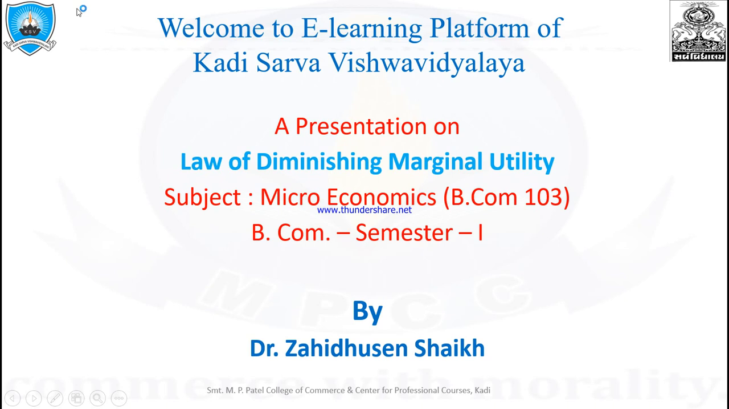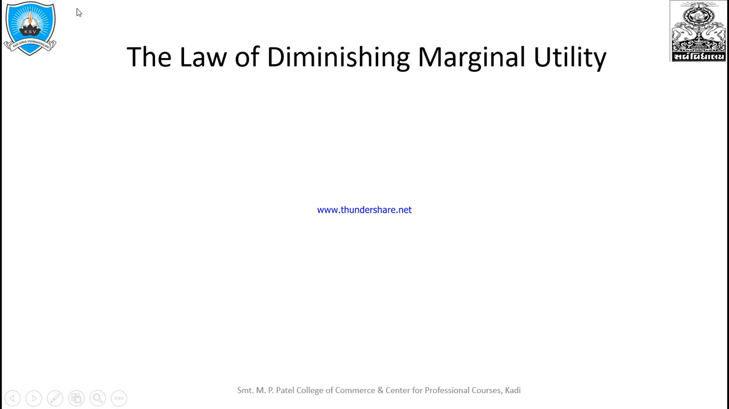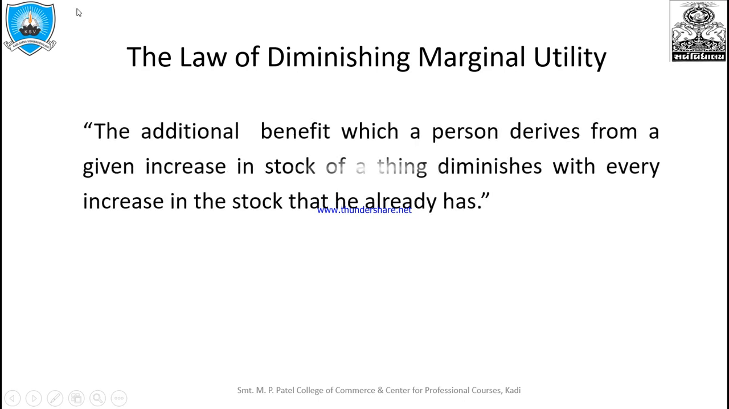In this video, we will discuss the law of diminishing marginal utility. The law of diminishing marginal utility is given by Professor Marshall. The law says the additional benefit which a person derives from a given increase in stock of a thing diminishes with every increase in the stock that he already has. It means when we use more and more units of a commodity, then the extra satisfaction from an additional unit continuously decreases.